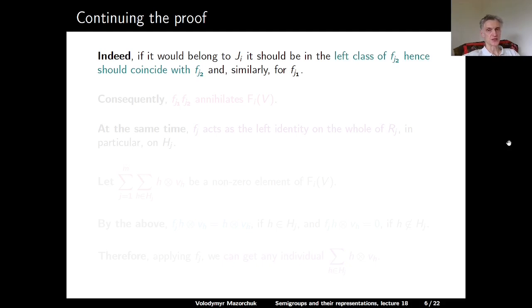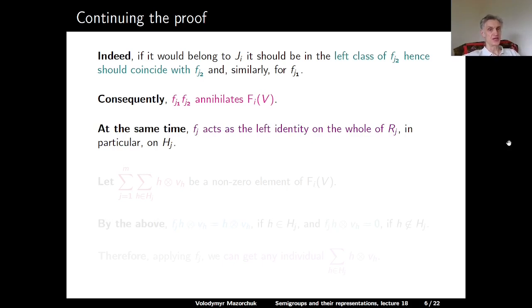And so we get a contradiction that Fj1 equals Fj2. A consequence of this is that the product of Fj1 and Fj2 doesn't belong to J, and so it annihilates Fi of v, because J is the apex of Fi of v, and this product is necessarily smaller than J. At the same time, Fj acts as the identity if we multiply it on the left on the whole right class Rj, and in particular on Hj, because it's a subset of Rj.